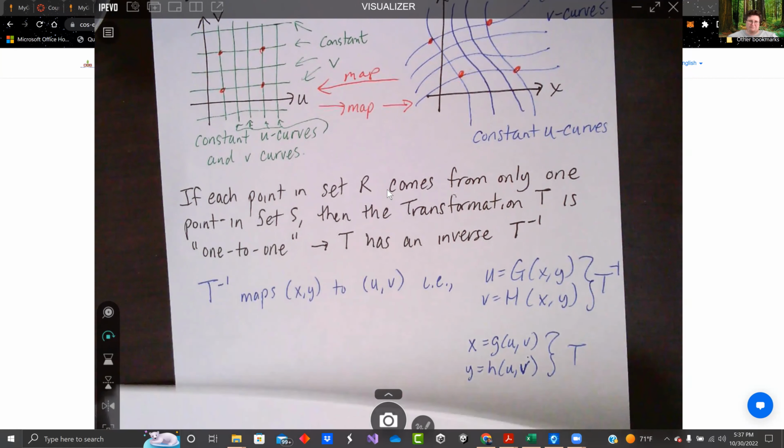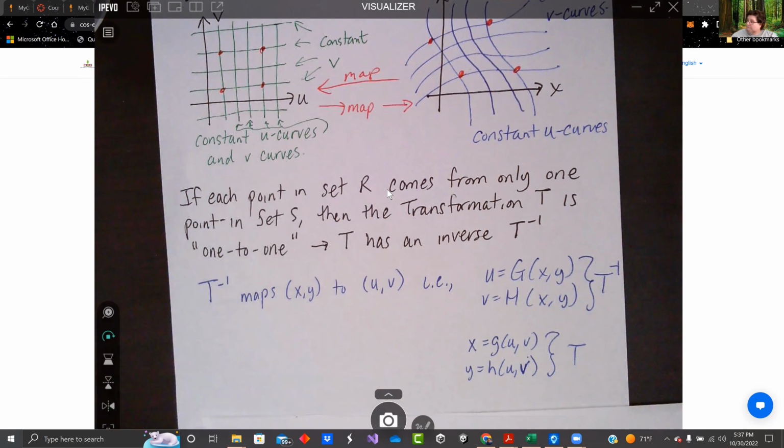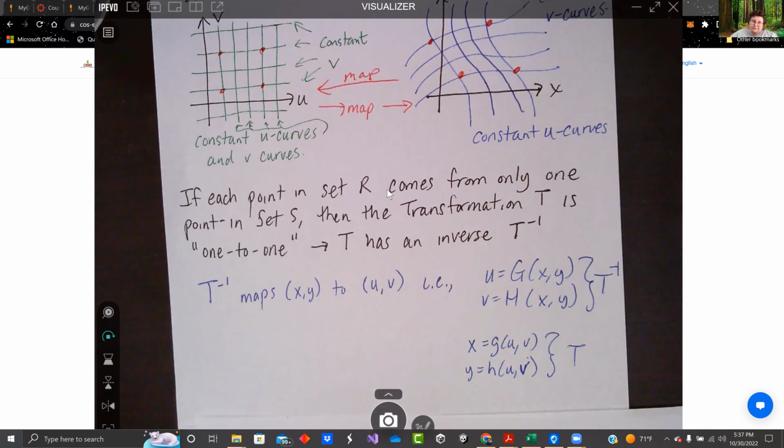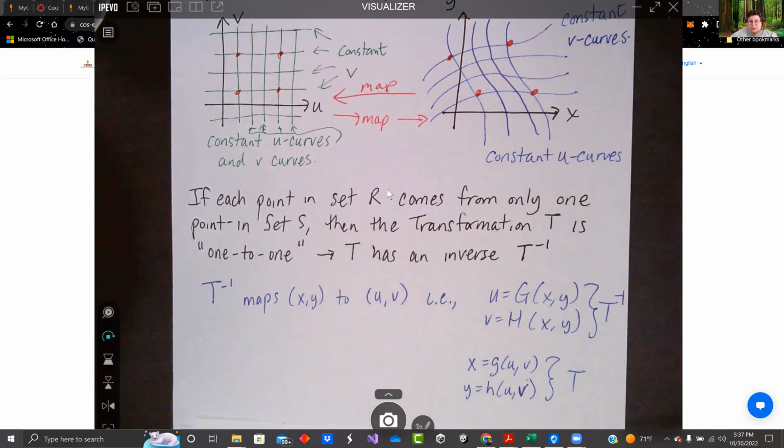This is kind of math jargony. If you like it, you like it. If you don't, if you're here for engineering, like most Calc 3 students are, let's go look at some examples in the next videos. Peace.